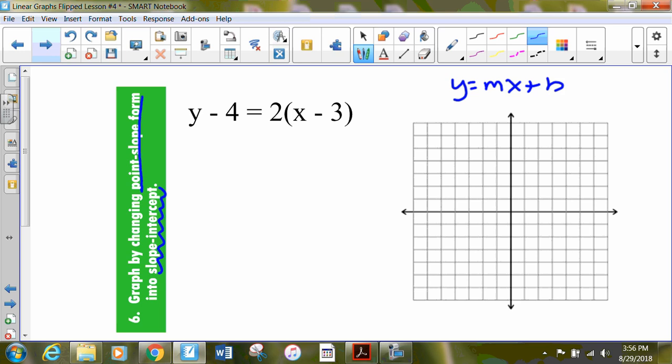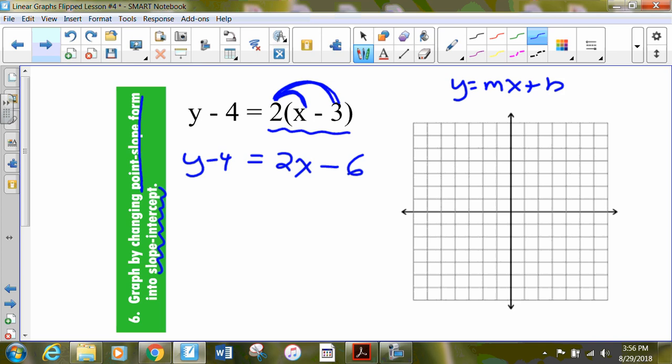So here we go. When we see this side, we know we've got to distribute. So we're going to do 2 times x. Let's write the rest of it down. 2 times x is 2x. And don't forget to do 2 times negative 3, which is negative 6. Distributing the 2 has to go to both terms in the parentheses.